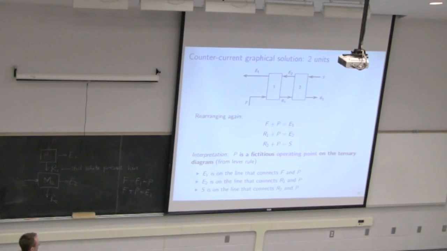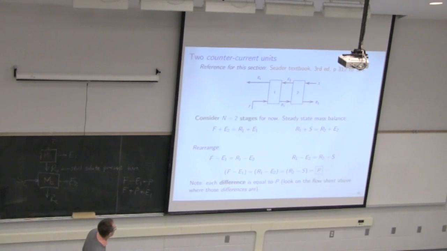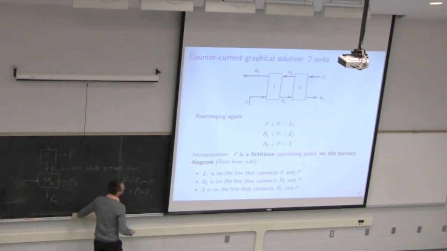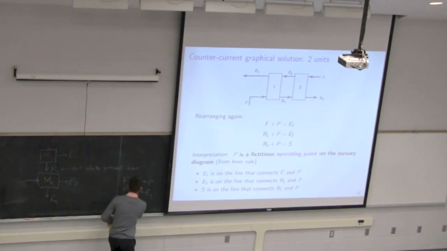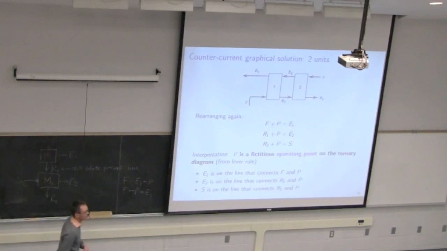Why is it plus? F plus, F minus E1. Yeah, plus P. Okay, and thank you for picking that up. These slides have been wrong there. So F minus P is E1. It doesn't matter. Please correct these. Thank you, sir. So F minus P, R1 minus P, R2 minus P.